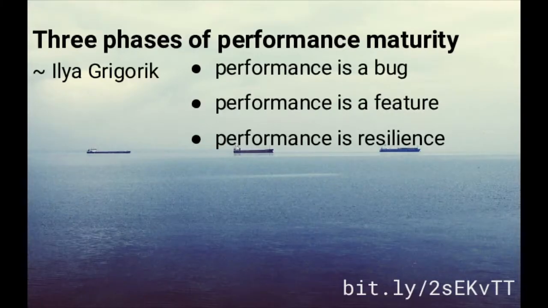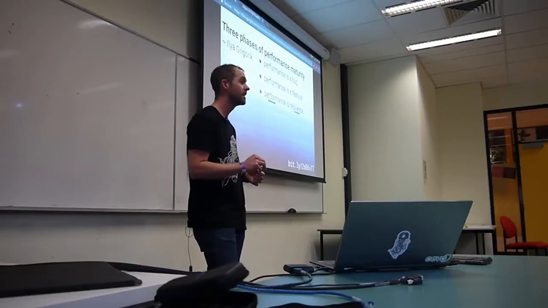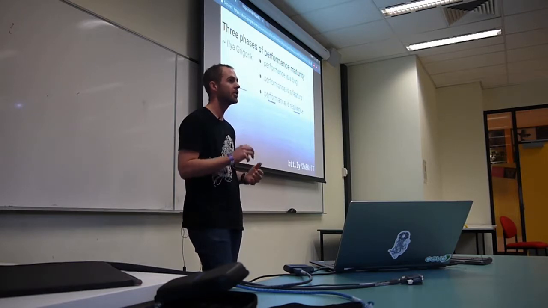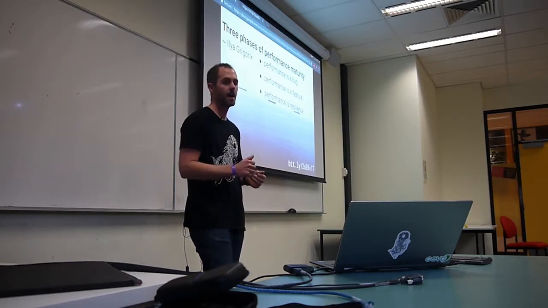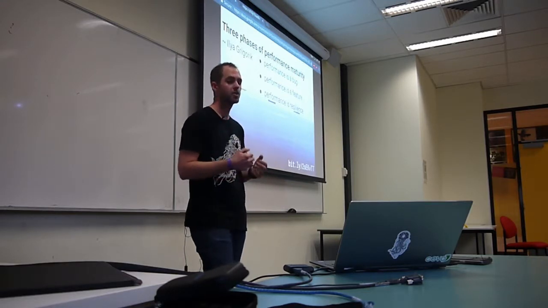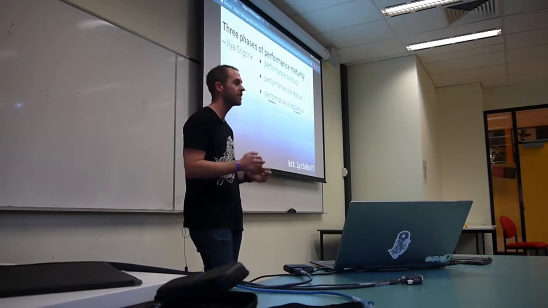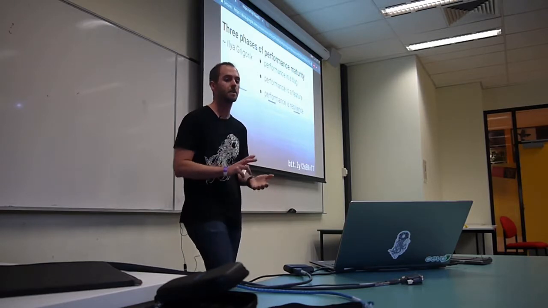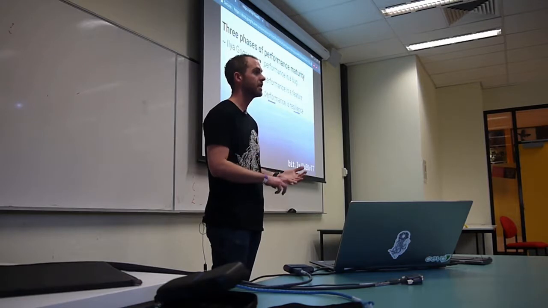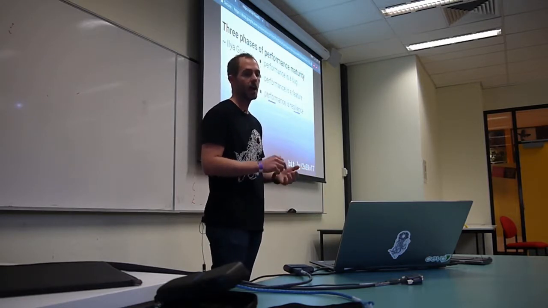Ilya Grigorik again gave a talk where he went through the 3 phases of performance maturity. I'm bringing this up because I firmly believe that most places are stuck in the first phase, which is treating performance as a bug. You only notice it when it's not there. It's something that you need to jump on and fix rather than treating it as a feature where you're thinking about it at all times. It's something you do continuously, starting with design, into development, and into production.